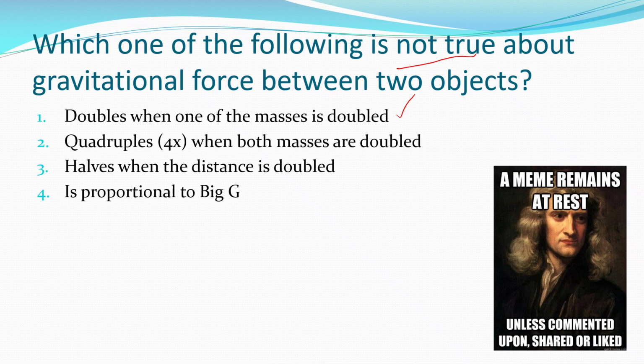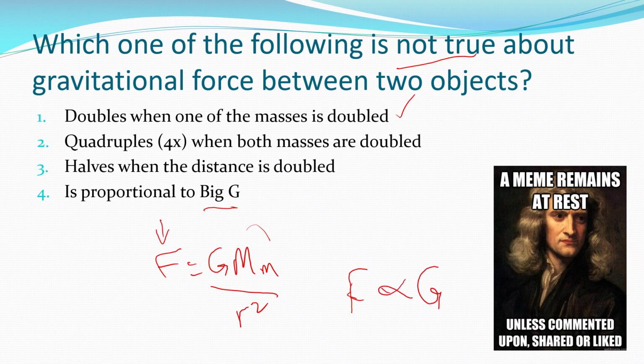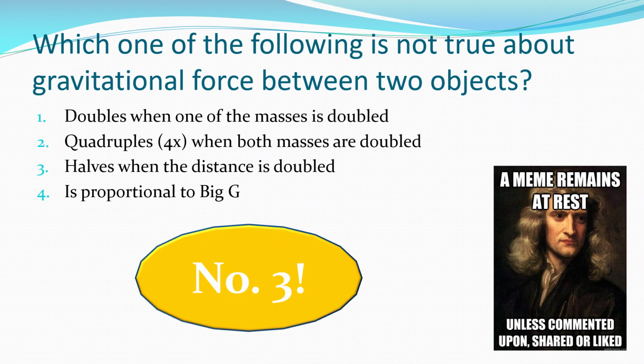All right, so think about our equation. If we double both of these masses, 2 times both of these, this is going to be 4 times bigger. It obviously is proportional to big G, because F is proportional to big G. There's no squares or fractions or anything between those two, so they are. Does it halve when the distance is doubled? Nope. This is an inverse square relationship. When the distance is doubled, it will be a quarter of the force. So number 3.